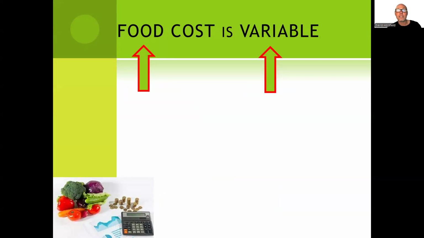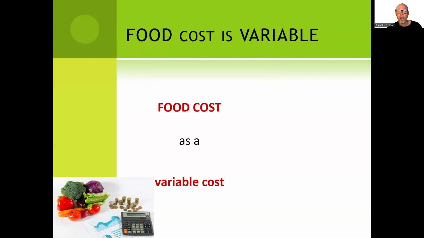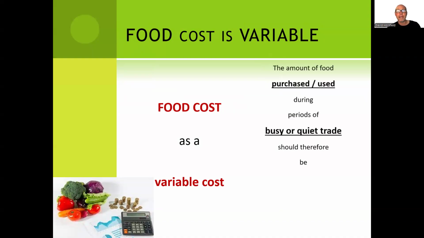So food cost is variable. We're pulling in this terminology between variable and semi-variable and fixed and controllable and non-controllable. Food cost is a variable cost, meaning it's going to go up and down. If we're busier or quieter, food cost is going to go up and down. So the amount of food purchased during a busy or quiet trading period is going to be proportional to sales. It's going to vary. It's going to go up and it's going to go down. So food cost is a variable cost.